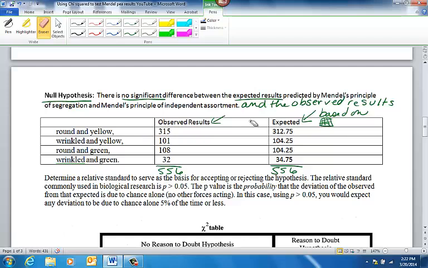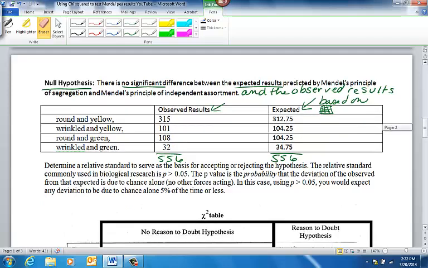You wouldn't be surprised if it was a little bit over for one and a little bit under for the other. But how much is over? How much is under? How much is close enough? That's what chi-squared lets us get to.